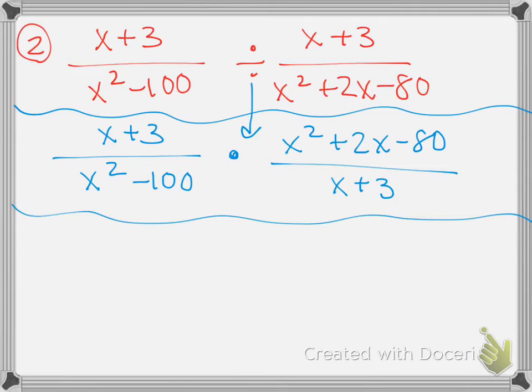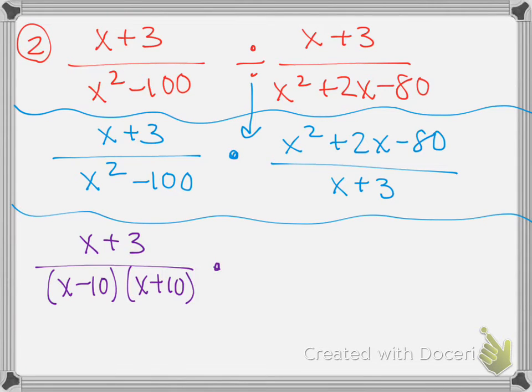So on this problem, the first denominator is a difference of squares, x squared minus 100, which factors into x minus 10 and x plus 10. The second one, the trinomial at the top, can factor. So you're thinking of two numbers that multiply to negative 80, but they add to a positive 2, and that is a positive 10 and a negative 8.